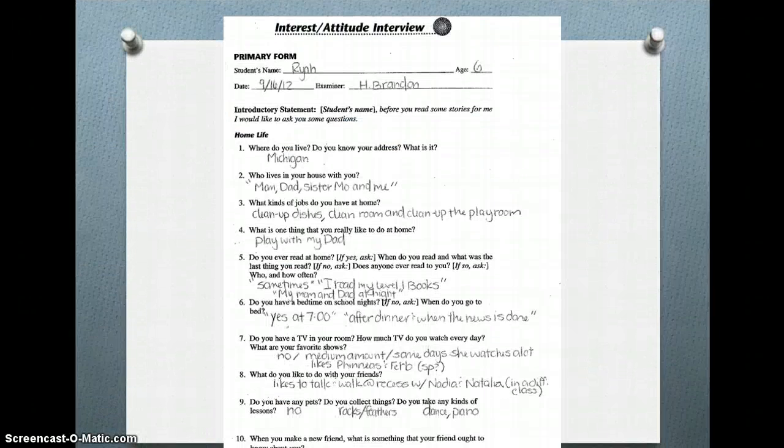Here's another one that I did. This is an interest attitude interview specifically designed for primary students, and you're supposed to interview them. So I asked her a series of questions here. Not as fun and engaging because the one prior she was able to use the markers herself and enjoyed doing that. This was more of an interview.